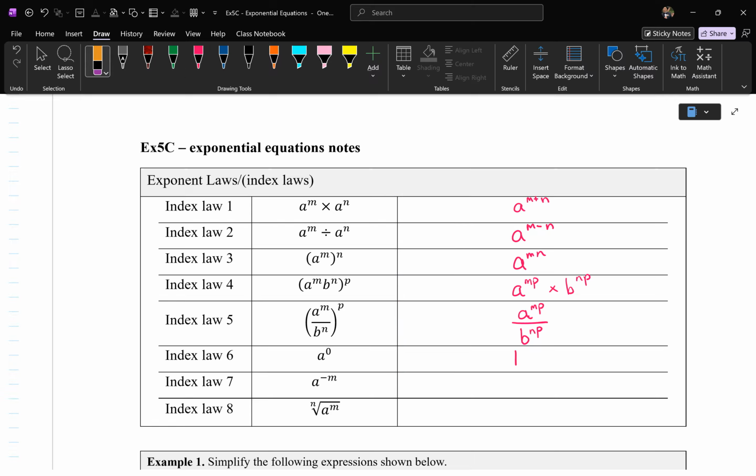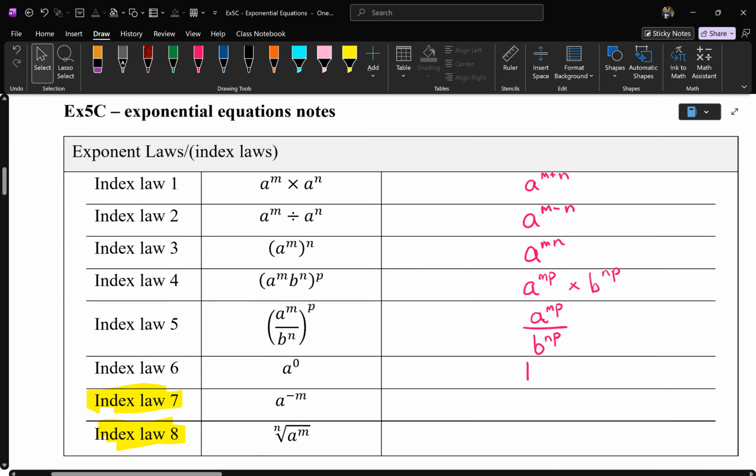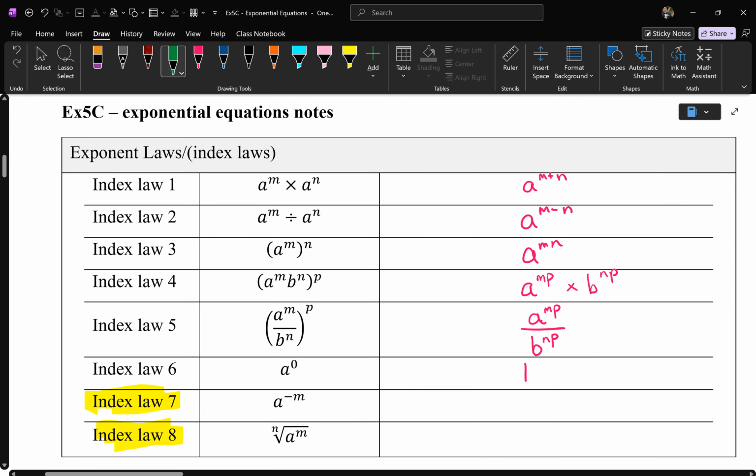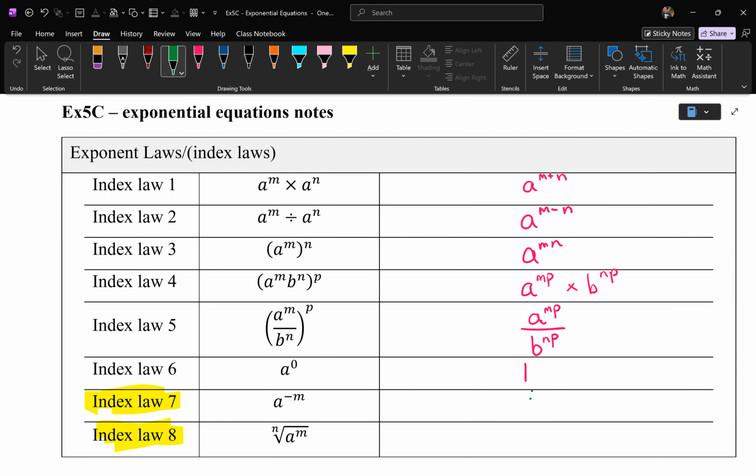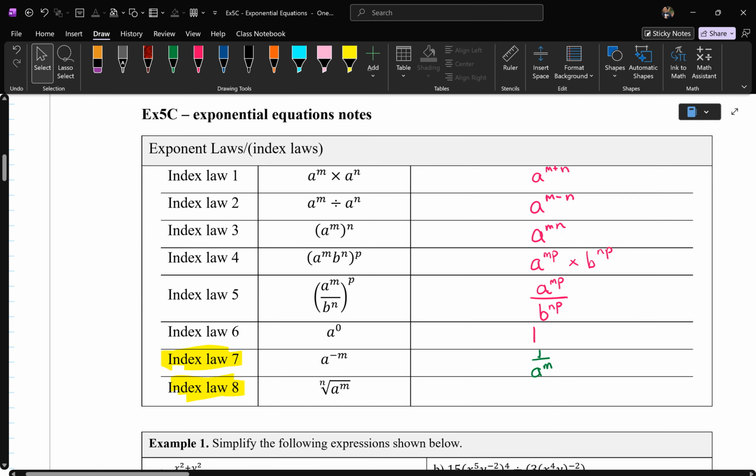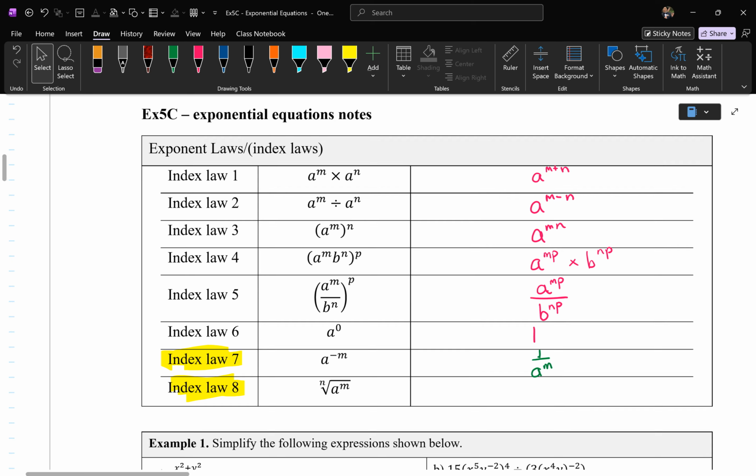The only 2 that I think students tend to forget are index law number 7 and index law number 8. Let's see if you remember. Okay, Samar, let's go with index law number 7. Is it 1 over a? Very good. 1 over a to the power of m is correct. So a to the power of negative m is the same thing as the reciprocal and positive power.